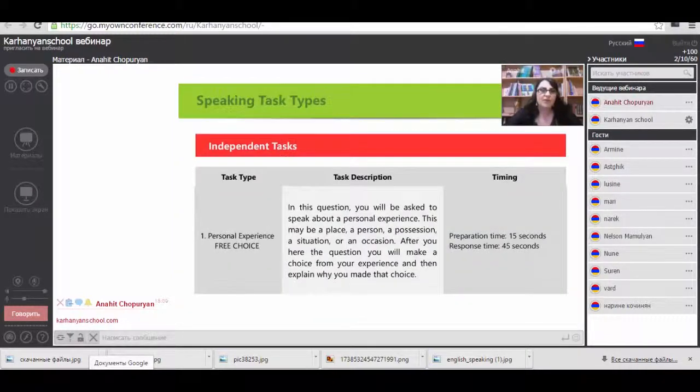First of all, let's see what is required of you to do in this task. It's a personal experience, free choice. In this question, you will be asked to speak about a personal experience. This may be a place, a person, a possession, a situation, or an occasion. So you must be prepared to answer all of these questions. After you hear the question, you'll make a choice from your experience and then explain why you made that particular choice and not the other one.